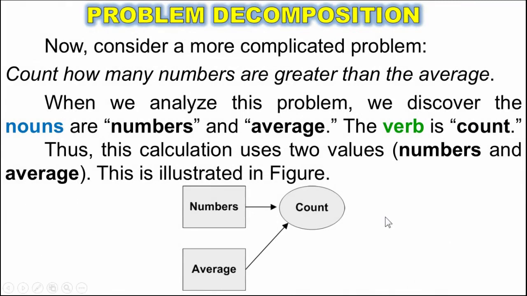Now consider a more complicated problem. Count how many numbers are greater than the average. When we analyze this problem, we discover the nouns are numbers and average. The verb is count. Thus, this calculation uses two values, numbers and average. This is illustrated in the figure below. We have two nouns, numbers and average, that are used by the verb count.